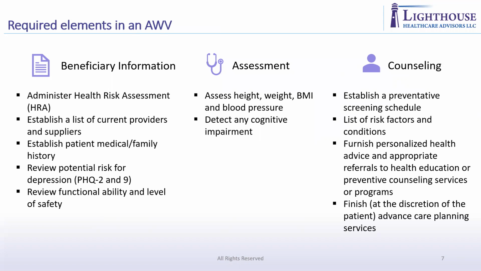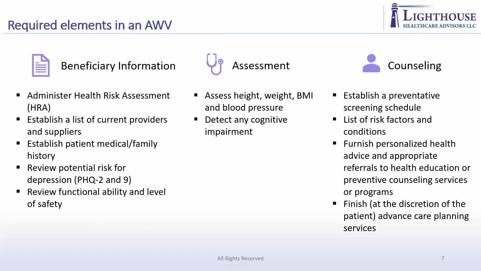Then we have the assessment, which is a little more typical when you think about an annual exam. You're going to assess height, weight, BMI, and blood pressure, so all the vitals, and then also detect any cognitive impairment. And then the last section is counseling. So this is a huge part, in addition to the beneficiary information. This is probably the largest section of the annual wellness visit.